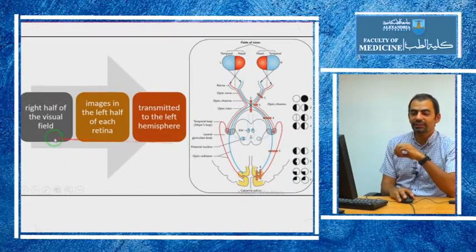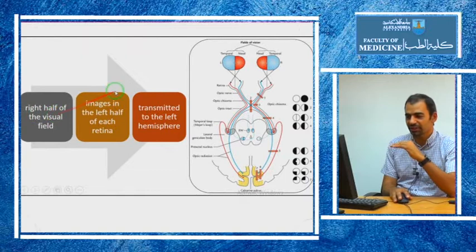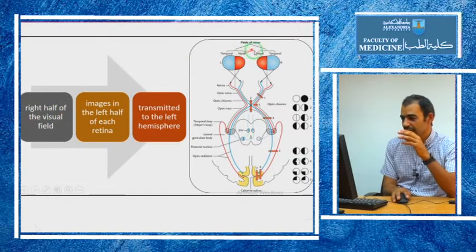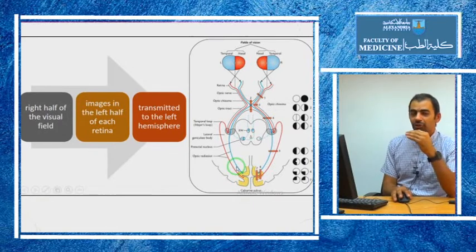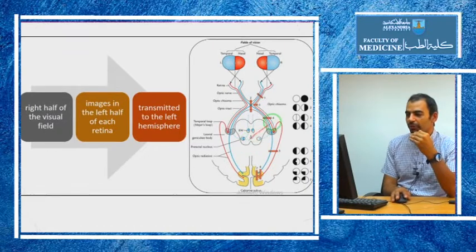We should realize that the right half of the visual field is served by the left side of the retina and transmitted to the left hemisphere. So the right field here will go to that left half of the retina, the nasal retina here and the temporal retina there, and it will move to that area to reach finally the contralateral occipital cortex. We should understand that we can localize the site of the lesion from the appearance of the visual field defects.